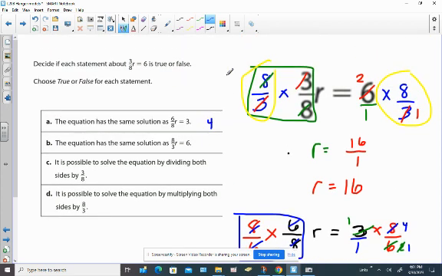Now, is that the same thing we got when we did this? Because for this, we got 16. It's not the same thing. So we're not going to pick that. Or we should say it's a false statement.